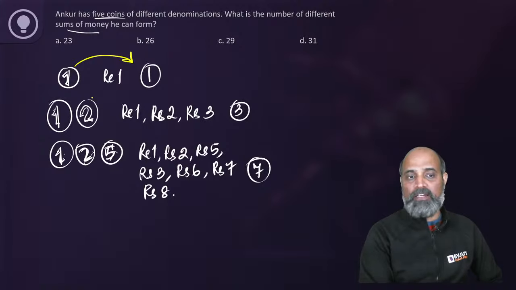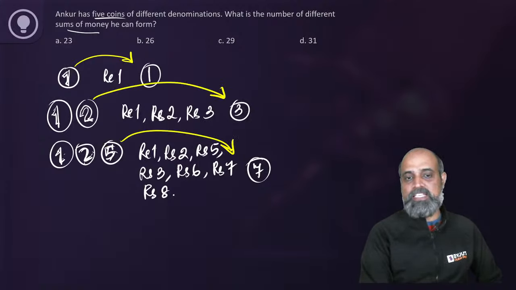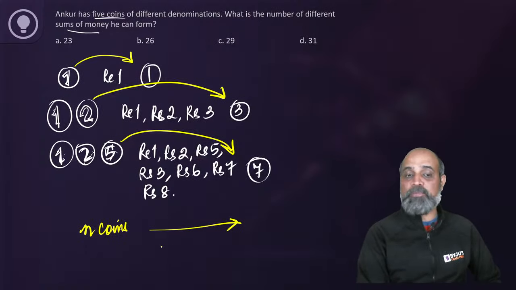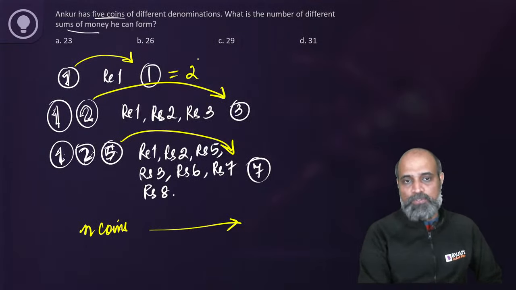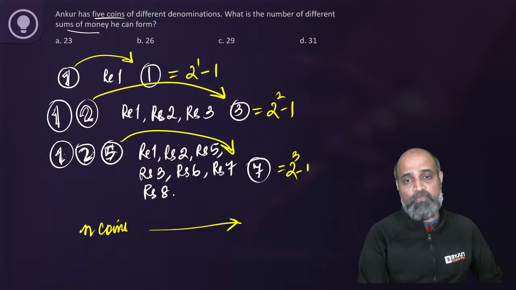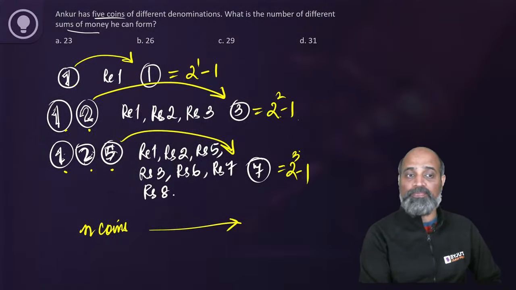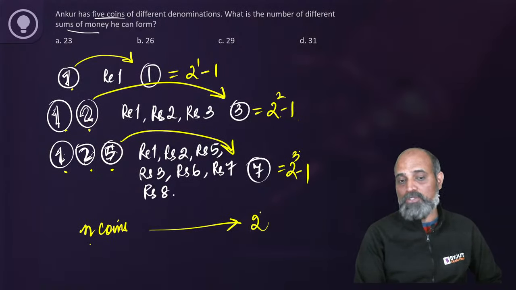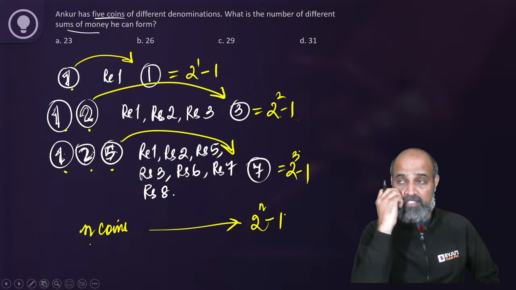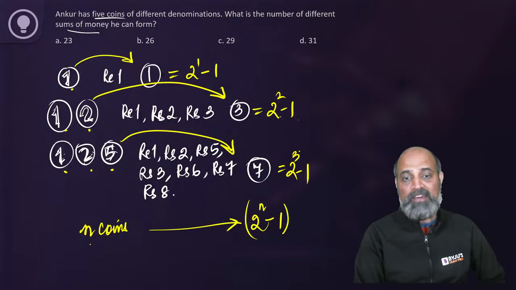1 coin gives 1, 2 coins give 3, 3 coins give 7. So if we have n coins here, how many ways will there be? Because we really cannot solve all of that. So this 1 is 2 to the power 1 minus 1. This 3 is 2 square minus 1. This 7 is 2 cube minus 1. So if we had 3 coins, it's 2 to the power 3 minus 1. If we had 2 coins, it is 2 to the power 2 minus 1. If we had 1 coin, it is 2 to the power 1 minus 1. So if you have n coins, the total number of different sums of money we can form is 2 to the power n minus 1.